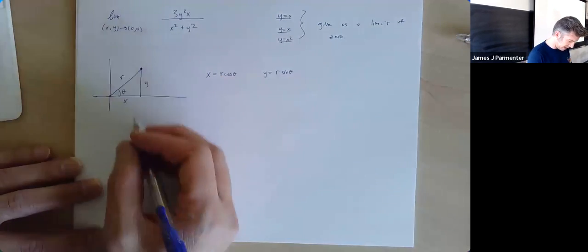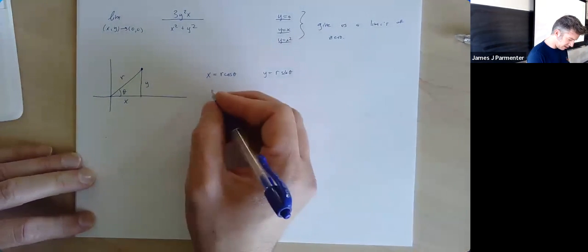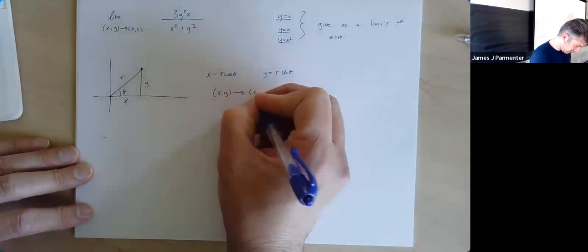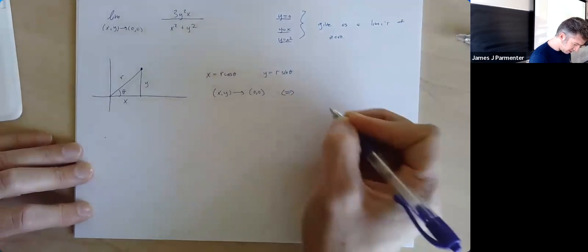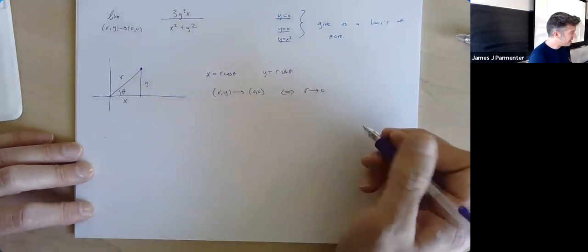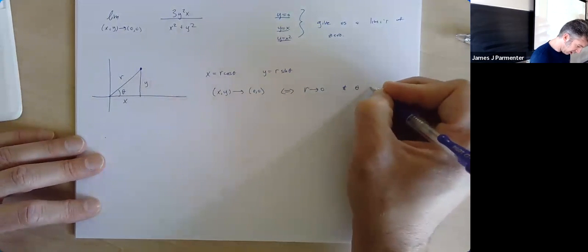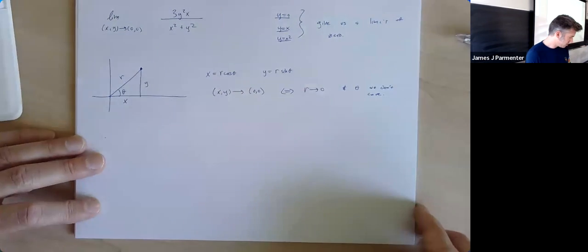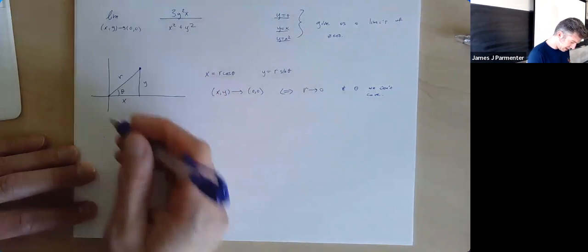I'm going to rewrite this as a limit, but in fact, let me point out that if x comma y is going to the point 0 comma 0, that's equivalent to r going to 0, and theta can do whatever it wants. We don't care about theta. As long as r goes to 0, theta can be anything. So let's take a look at what happens here.